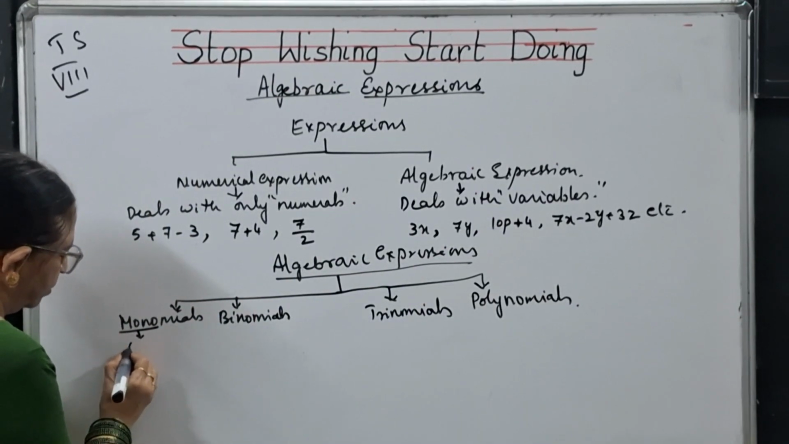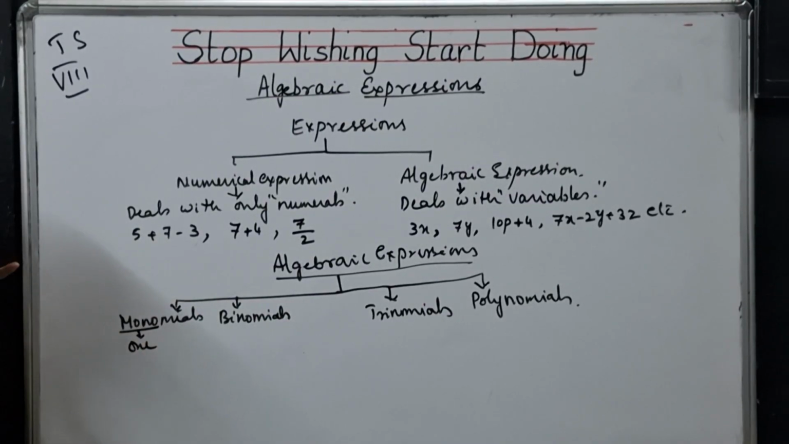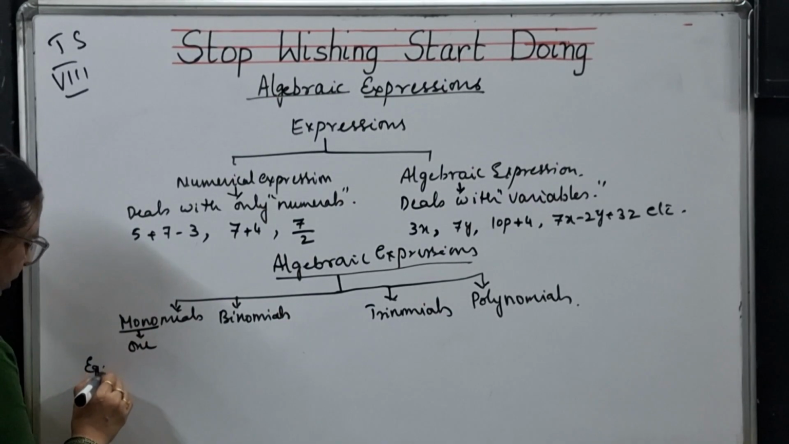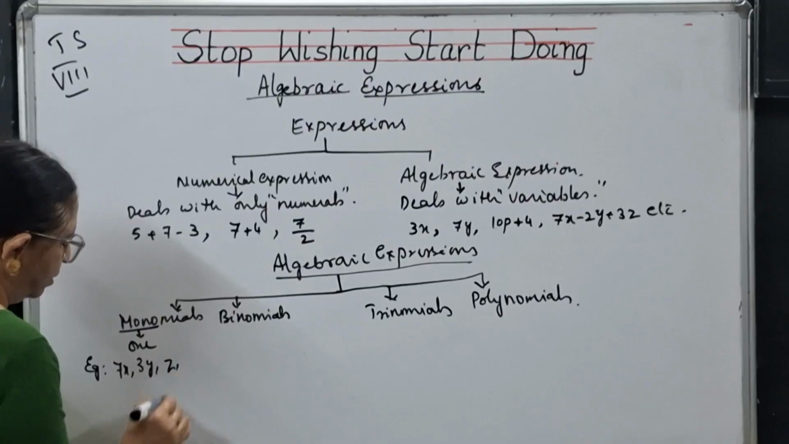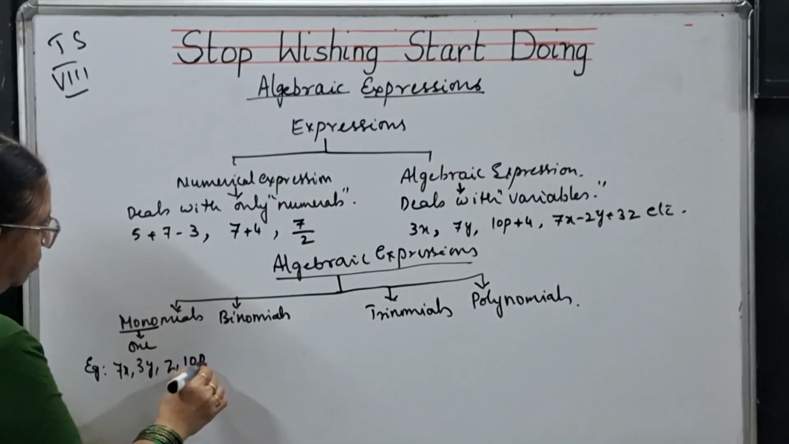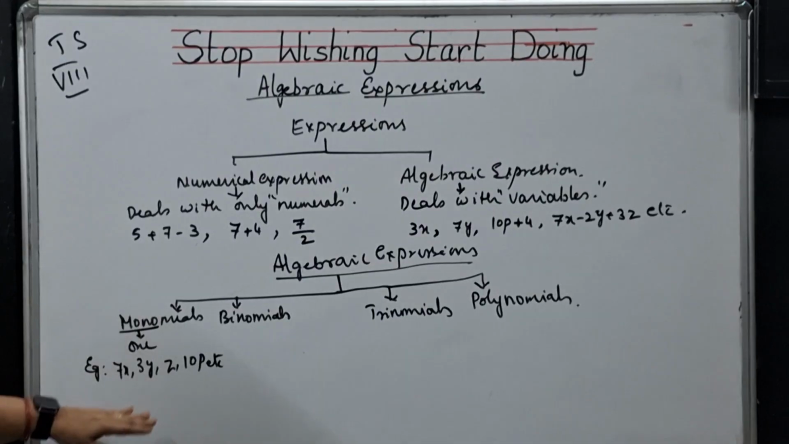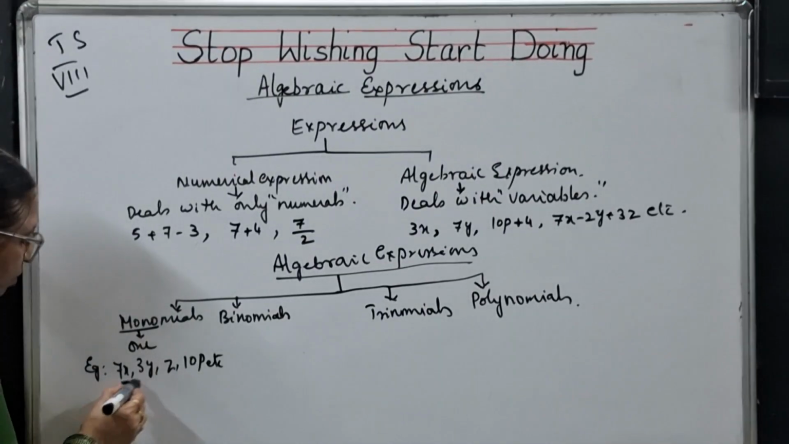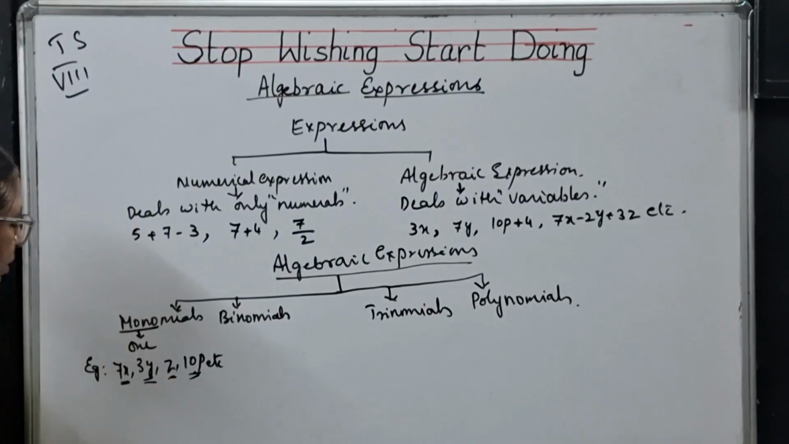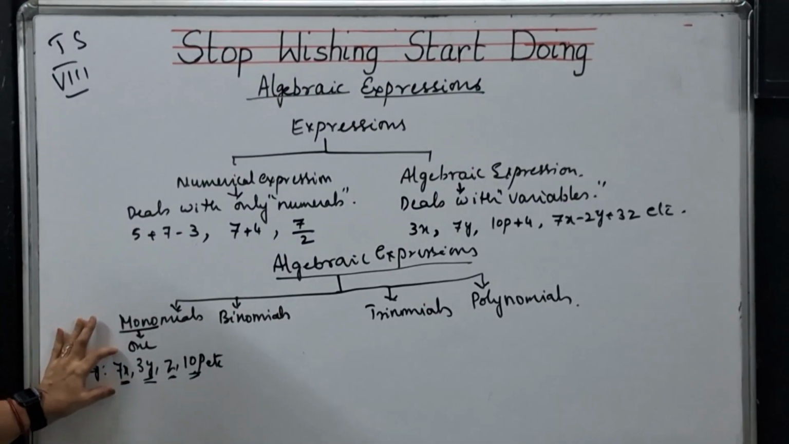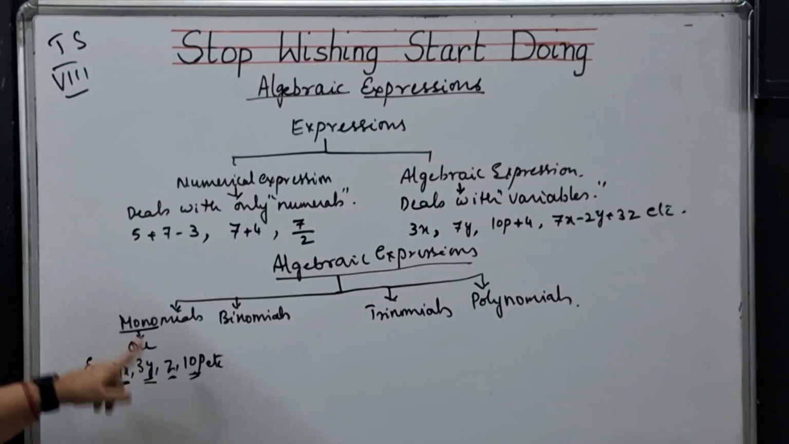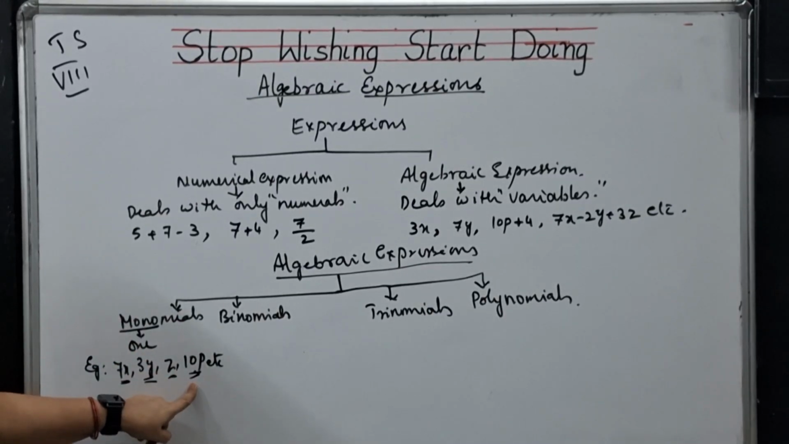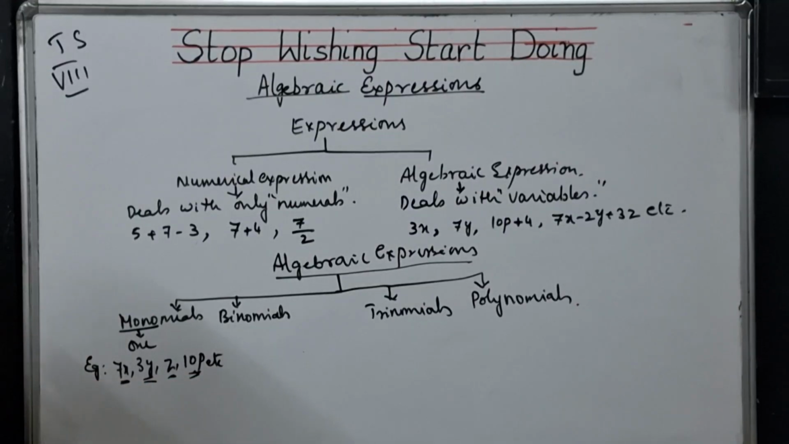Mono means one. The meaning of mono is one. So examples of monomials can be taken as 7x, 3y, z, 10p, etc. These all are considered as monomials. Why? Because each one is one term only, though it has got a numerical and a variable, without plus or minus sign. This is multiplication and this is considered as a single term. This is a single term. This is a single term. So all these will come under monomials.